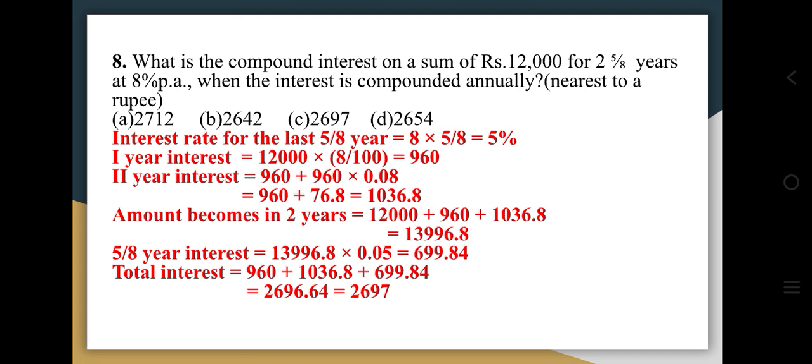We are asked the compound interest only. So the first year interest 960, we have to add that with the second year interest 1036.8, and we have to add the last 5 by 8 year interest 699.84. So 960 plus 1036.8 plus 699.84 gives 2696.64, which is 2697, nearest to the rupee. So the answer is choice C.